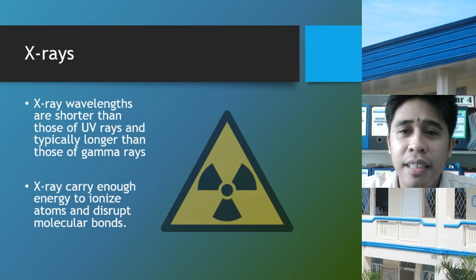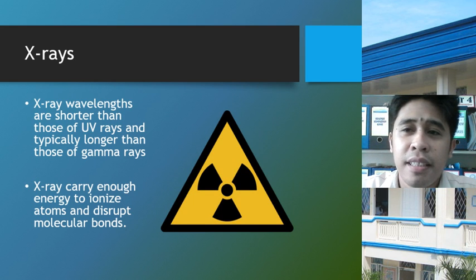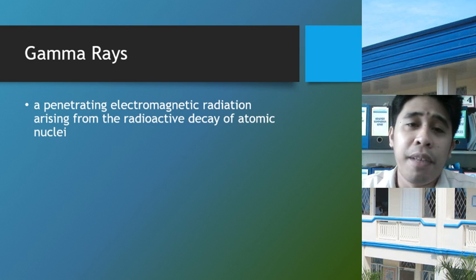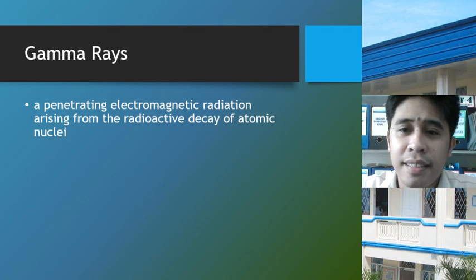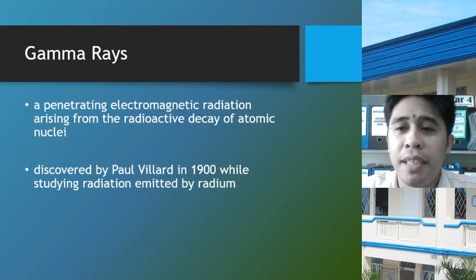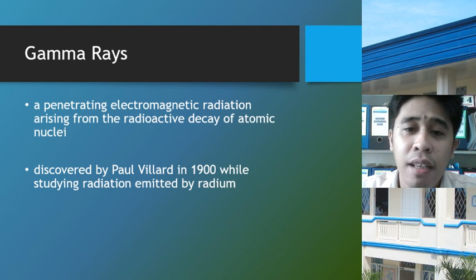The last region in the electromagnetic spectrum is the gamma rays. Gamma rays arise from the radioactive decay of atomic nuclei. That is, when the nucleus of an unstable atom disintegrates. These rays were first discovered by the French physicist Paul Villard in 1900 when he was studying the radiation of radium.